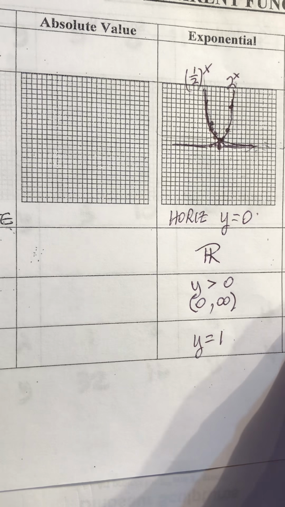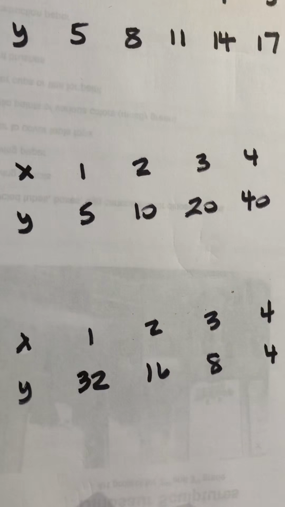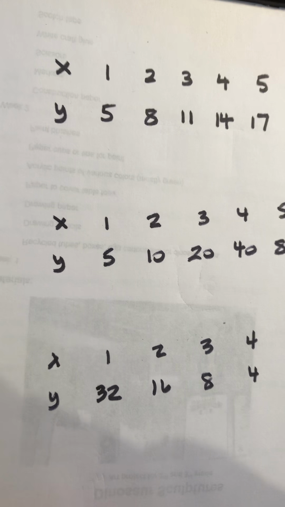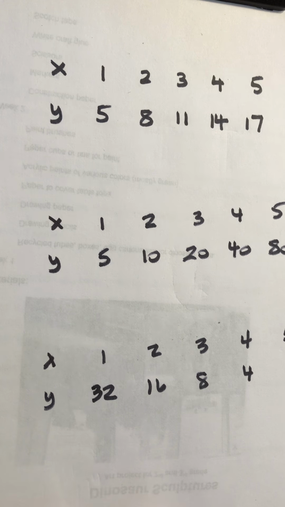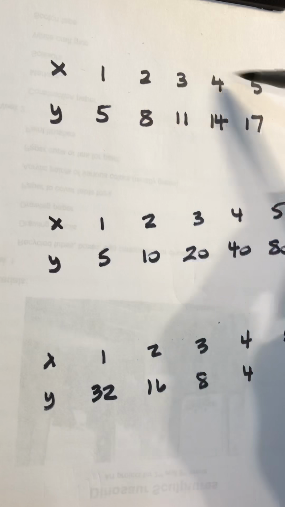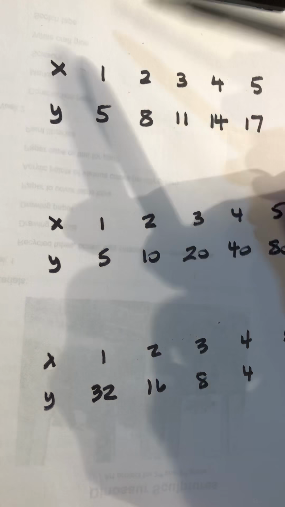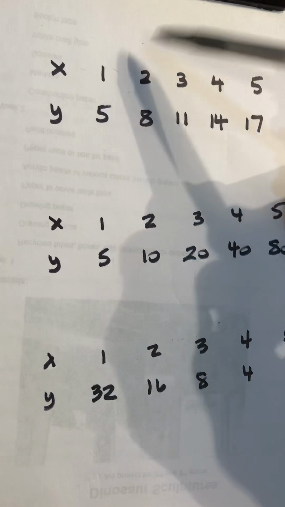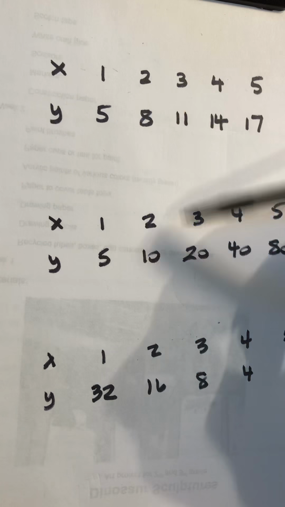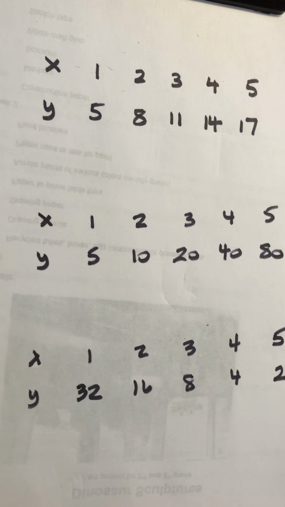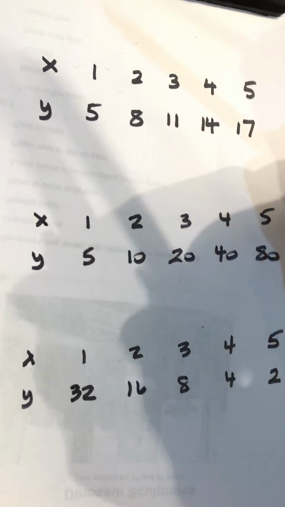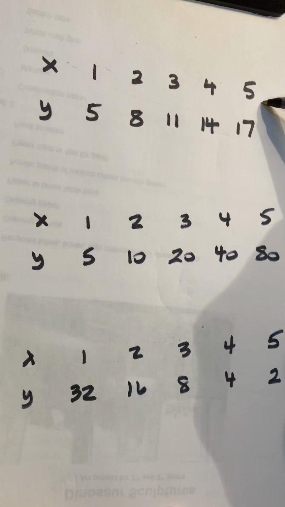Let's look at some tables now. Okay, this first table should look pretty familiar. Boy, they gave us a nice table here. In fact, all three of these are really nice, and you need to be careful about this because all three of these tables have just the numbers 1 through 5.